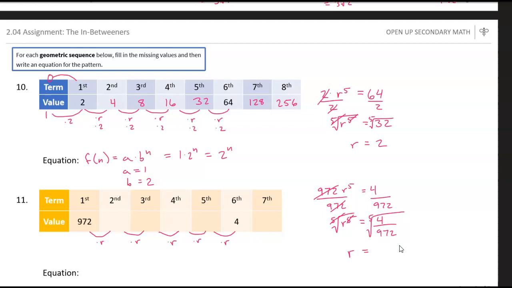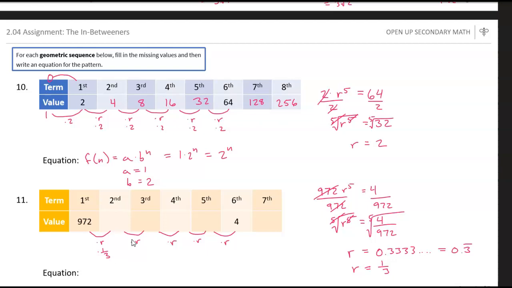5th root of, open paren, 4 divided by 972, close paren, and I get R equals 0.3333 forever. Sometimes we write this as 3 bar. That just means 3 repeating forever. Are we familiar with this particular decimal? Do we know what fraction that is? We sure do. 0.3333 forever is just 1/3. So our common ratio here is 1/3. That's what we're going to be multiplying by every time.